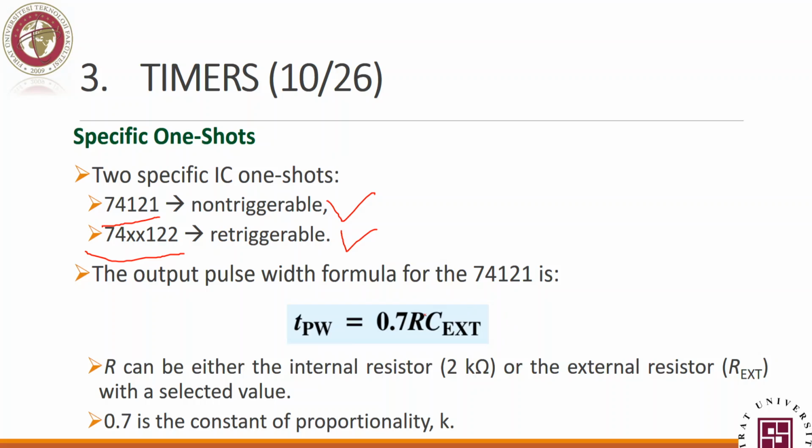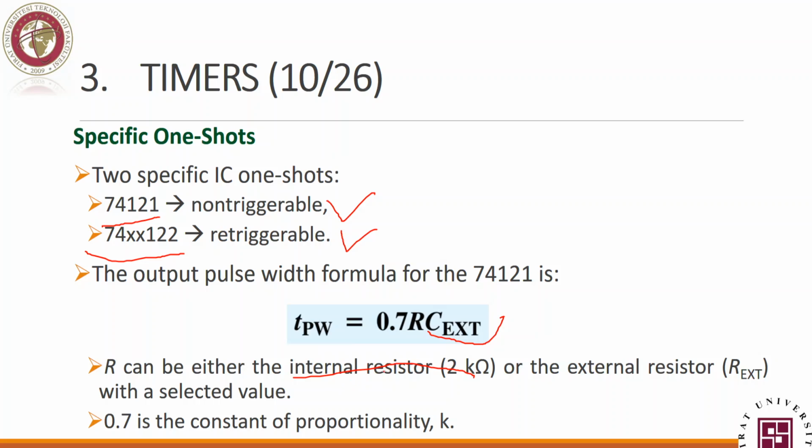Now look, we said earlier about the equation. We have the TPW, the time for the instability, which determines the pulse width in this case. We have 0.7 RC external. Now for R, it could be an internal resistor. As I said earlier, if it is an internal R inside the chip, that means it would be 2 kilo ohm. If it is not, it will be determined by the question.